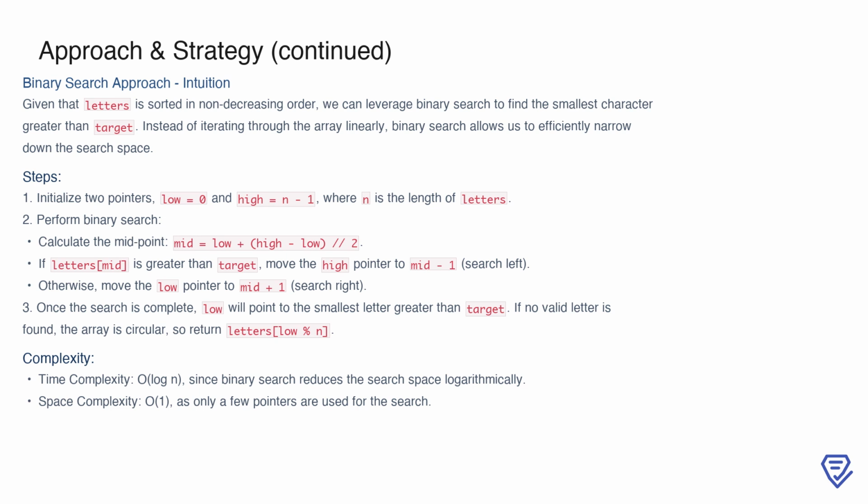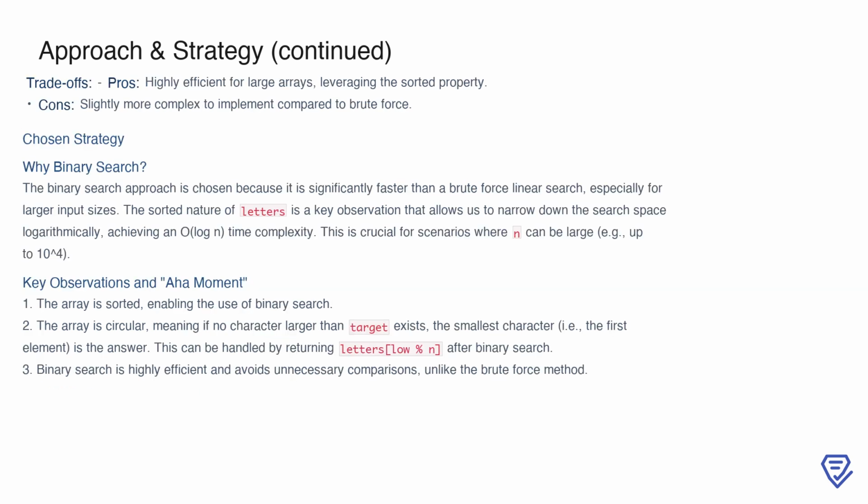This approach has a time complexity of O(log n), because the search space is halved at each step, and it uses O(1) space since only a few pointers are needed. Binary search offers significant advantages over the brute force approach, particularly for large arrays. It is highly efficient because it leverages the sorted property of the letters array to reduce unnecessary comparisons. Although the implementation is slightly more complex than brute force, the trade-off in efficiency is well worth it. This is why binary search is the chosen strategy.